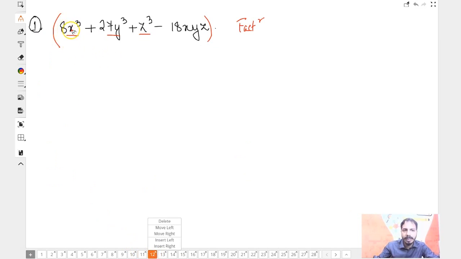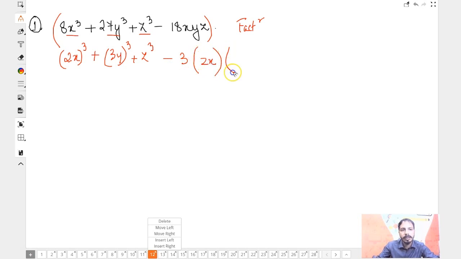So 8x cube, how can I write this? I can write this as 2x whole cube. And this I can write as 3y whole cube plus z cube. And this minus 18xyz, let me see if I can write it as minus 3 into 2x into 3y into z. Let me see what is the value. 3 2s are 6 and 6 3s are 18. So perfectly we got it, right?